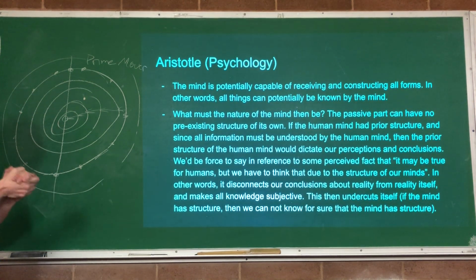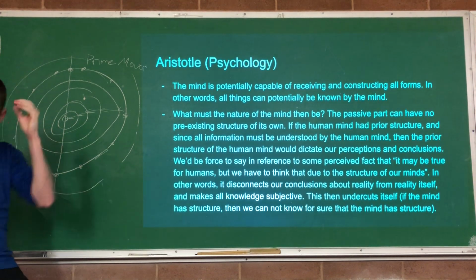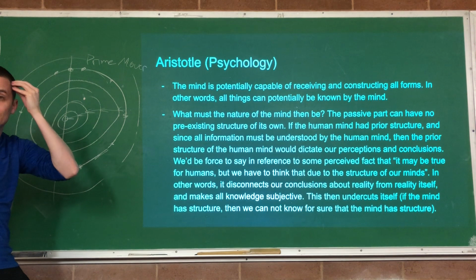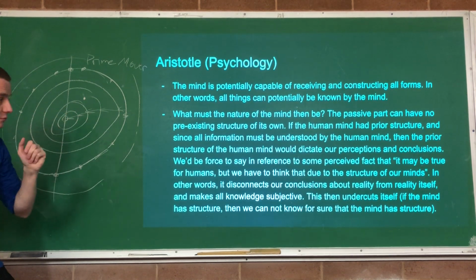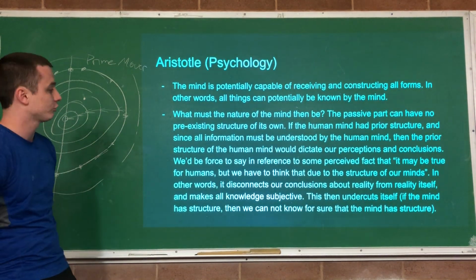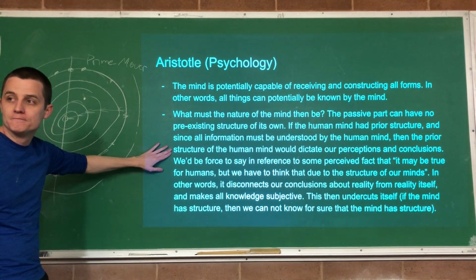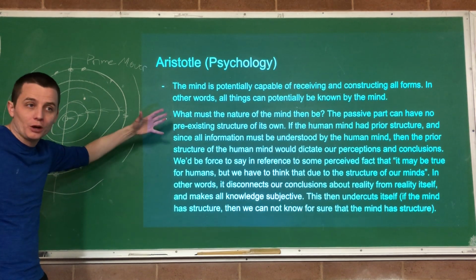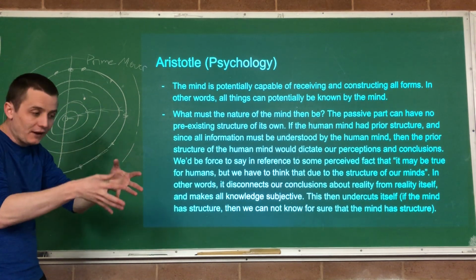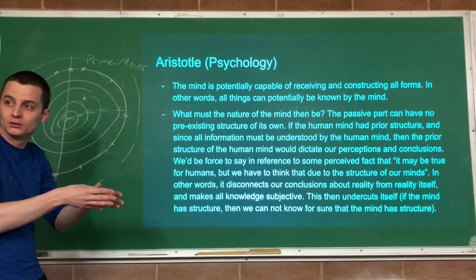Now, if the human mind had prior structure, and since all information must be understood by the human mind, that's where you make judgments, that's where you decide what's true and what's false. It's through the mind. All information ultimately comes through the mind, and the mind is the part that makes the judgments. Right? Yeah. So if your mind already had some pre-existing structure to it, then the prior structure of the human mind would dictate our perceptions and conclusions. If there was some pre-existing structure to your mind that it just already had, then whatever that pre-existing structure was would affect how you see and observe everything, and all the conclusions you could possibly come to. Okay. Right?